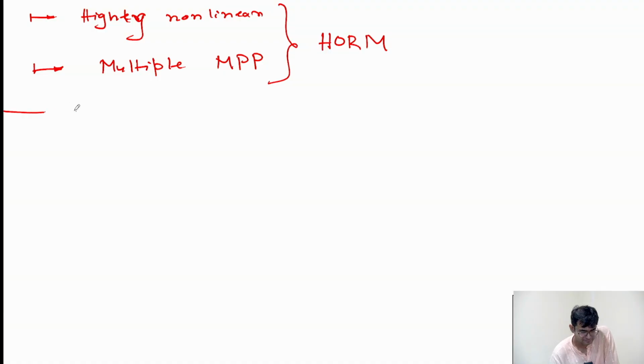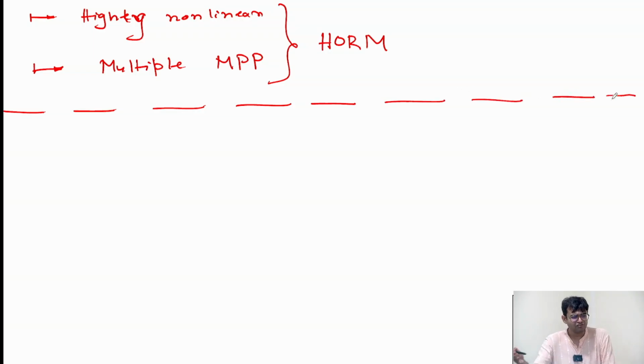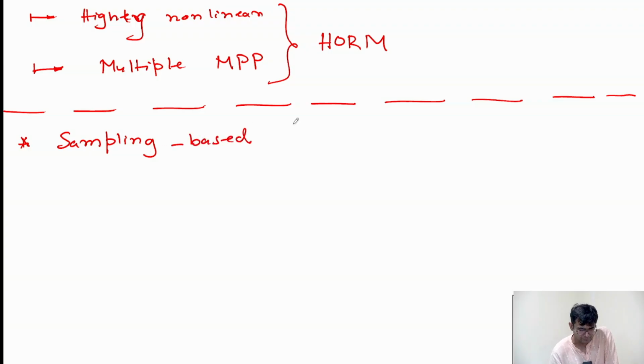And that is why there is a second basket of approaches, which is known as the simulation based approaches. So this concludes our discussion on non-sampling based approaches. The second approach is known as the sampling based approach or simulation based approach. Let's write sampling based approaches.